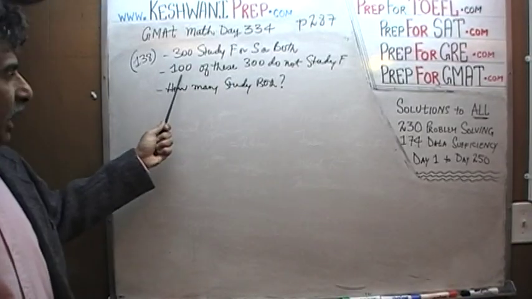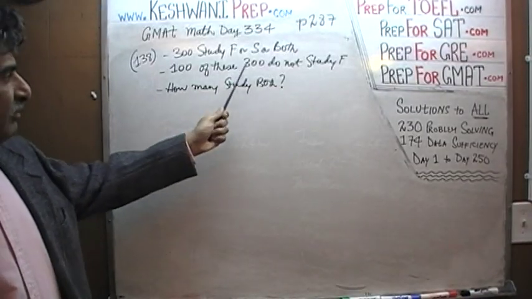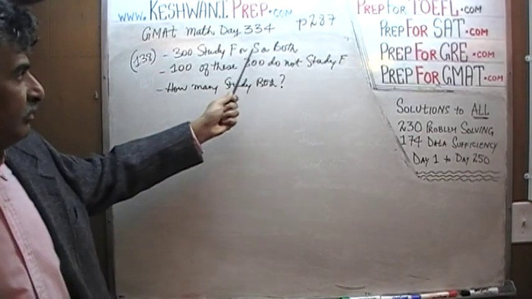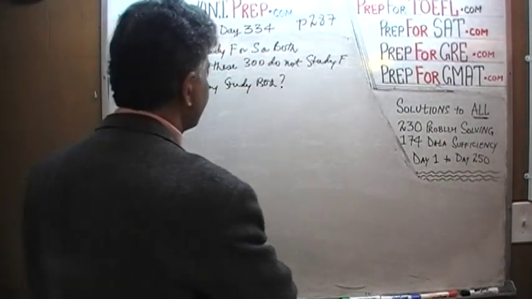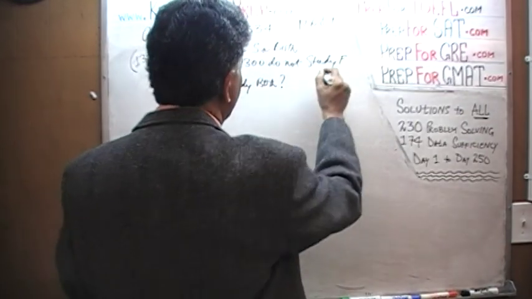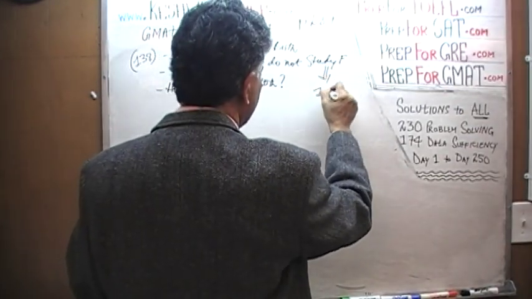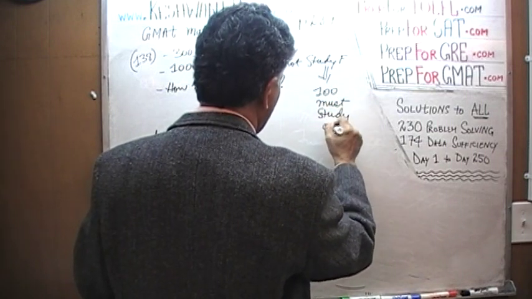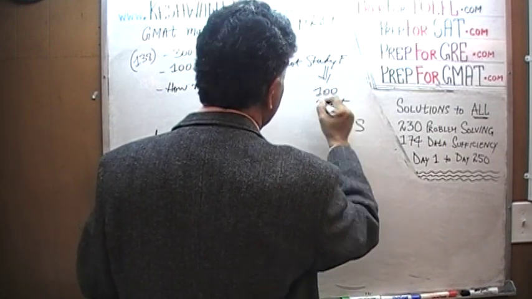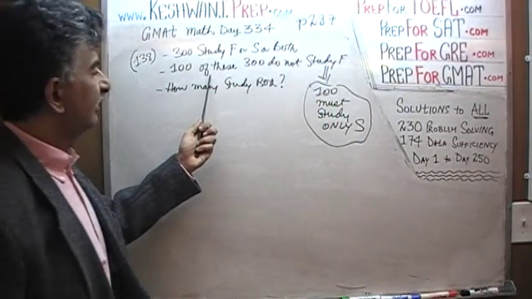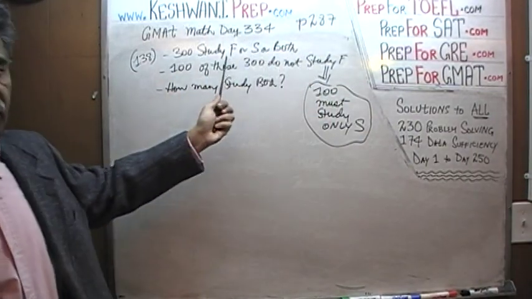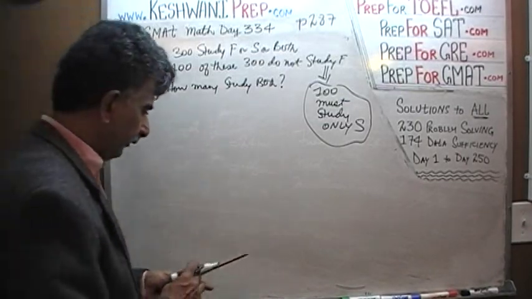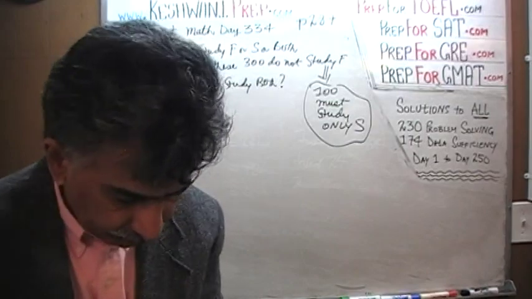We are further told that 100 of these 300 students do not study French. Well, if they do not study French and everybody studies either French or Spanish or both, what that means is that 100 must study only Spanish. Because they do not study French and all 300 students study one or the other or both. The question is, how many of them study both? Let's see what they tell us.